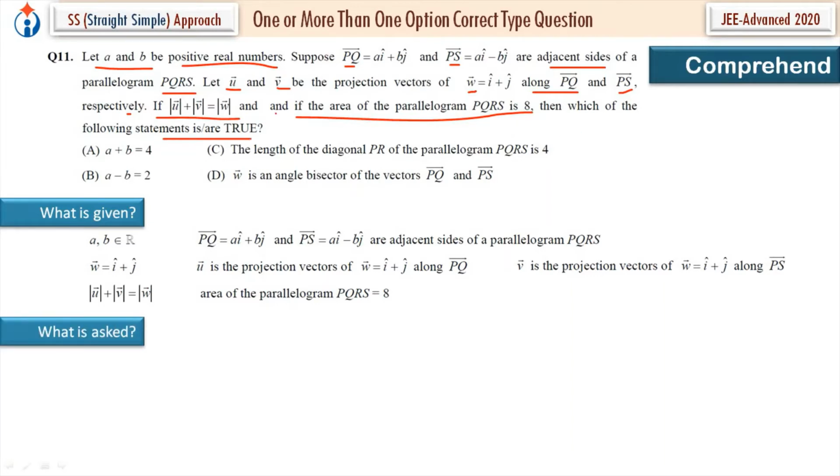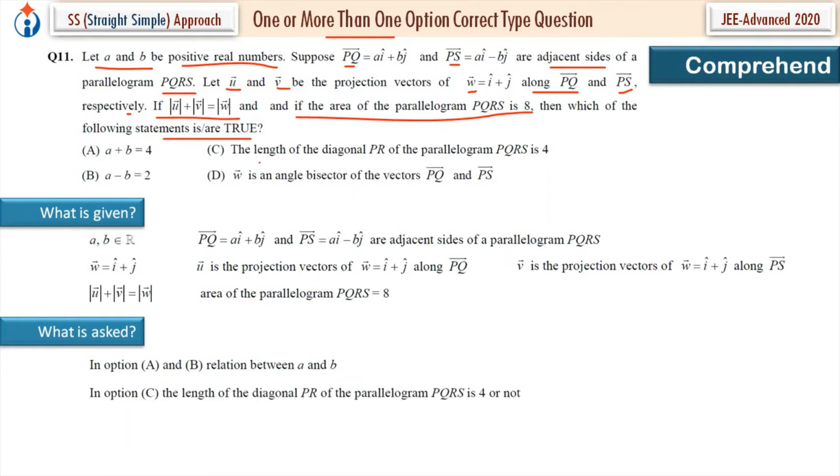Two statements, one or more than one option correct. In options A and B, some relation between A and B: A plus B and A minus B we have to check. In option C, whether the length of the diagonal PR of the parallelogram PQRS is 4 or not. And in option D, whether this given W vector is an angle bisector of vectors PQ and PS or not.